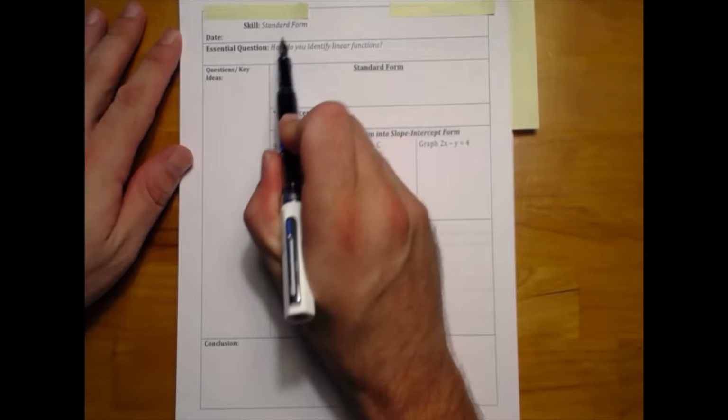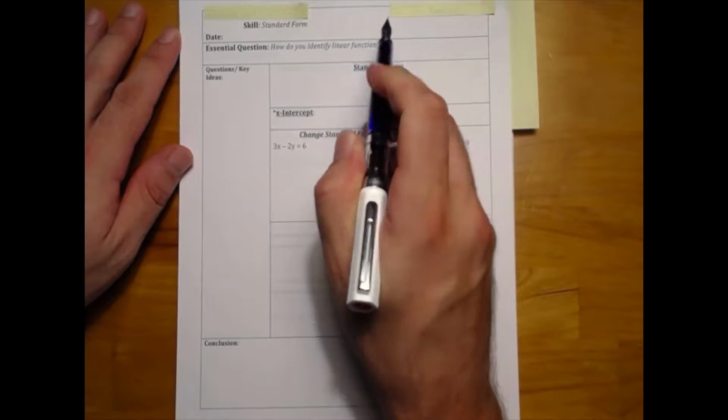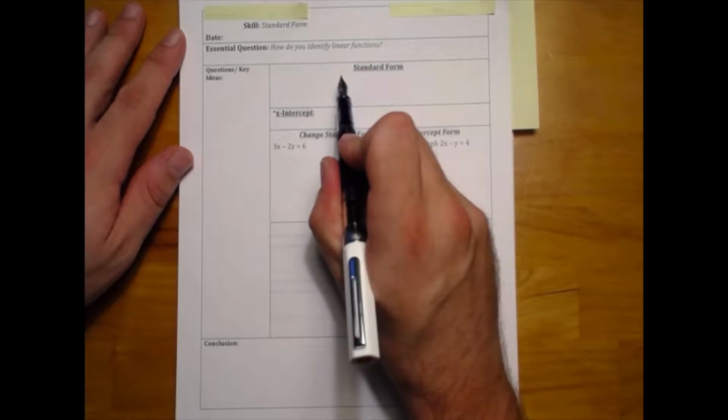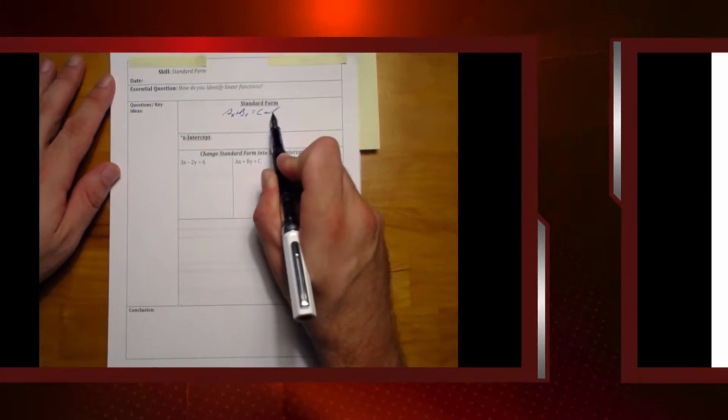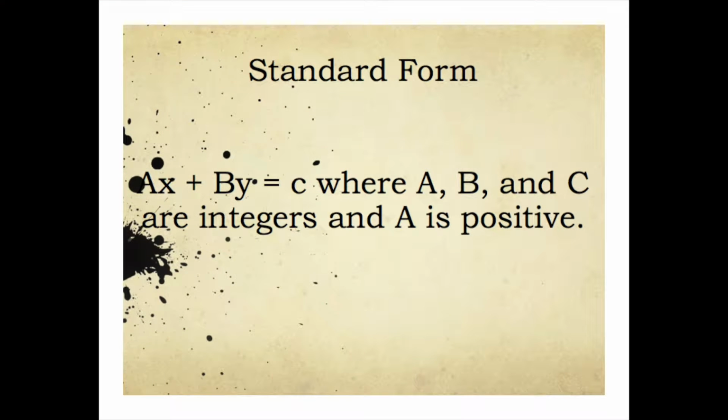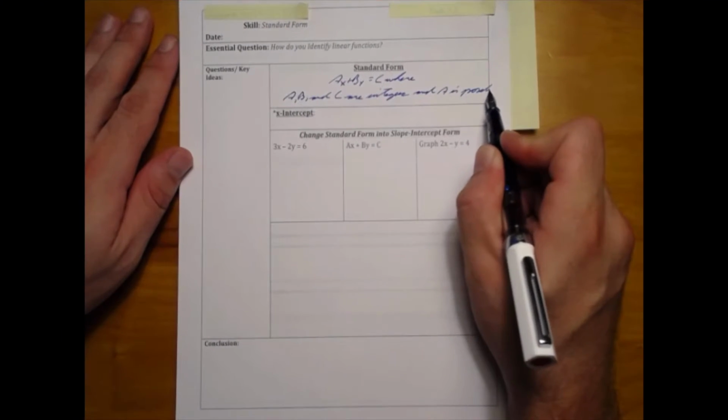In this video, we're going to be looking at the standard form of the line and how you identify linear functions. First, we need to look at what standard form is. That is, ax plus by is equal to c, where a, b, and c are integers, and a is positive.